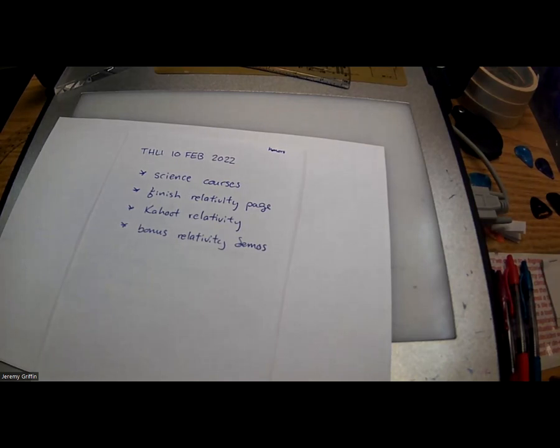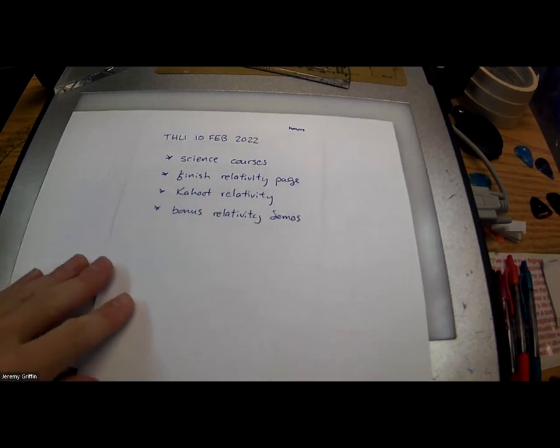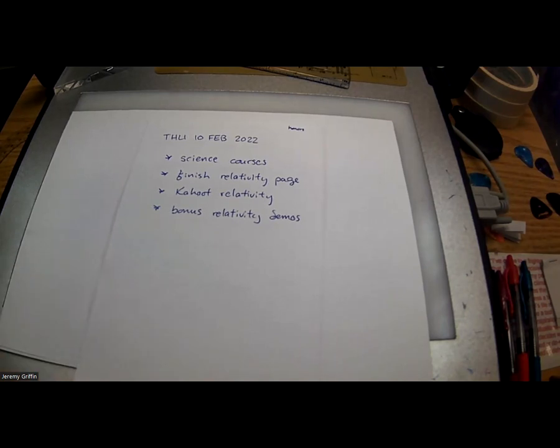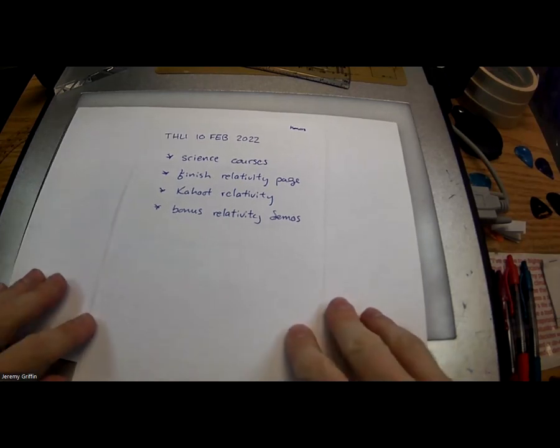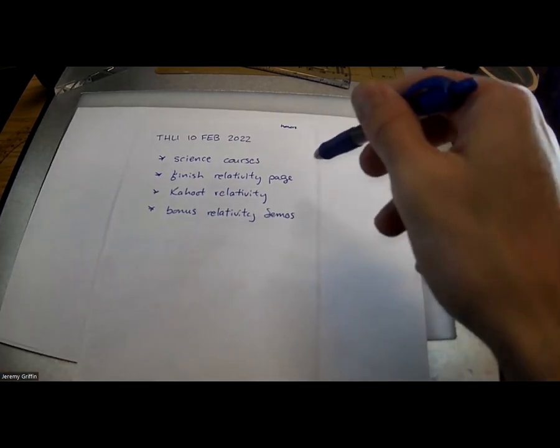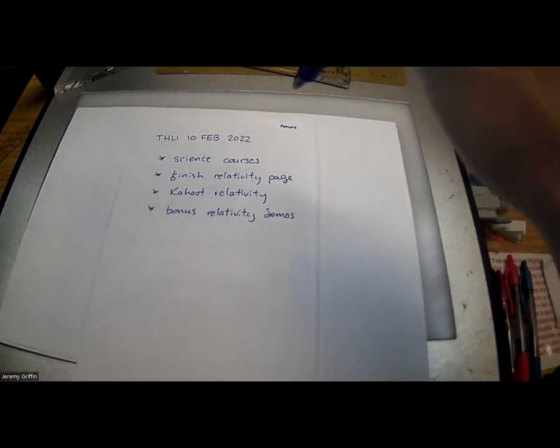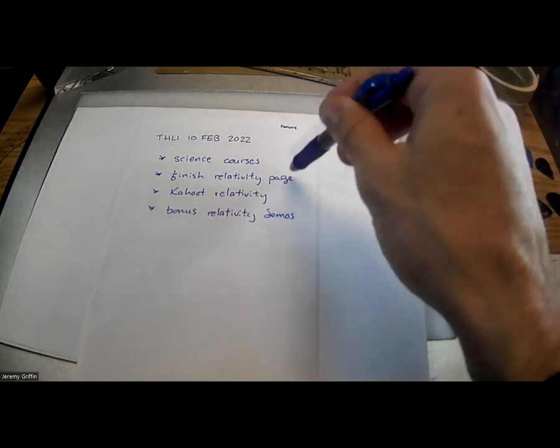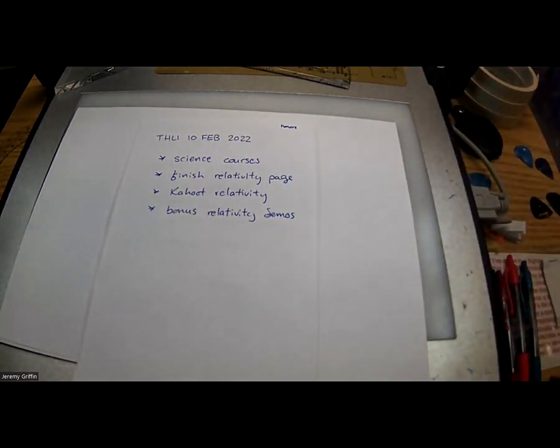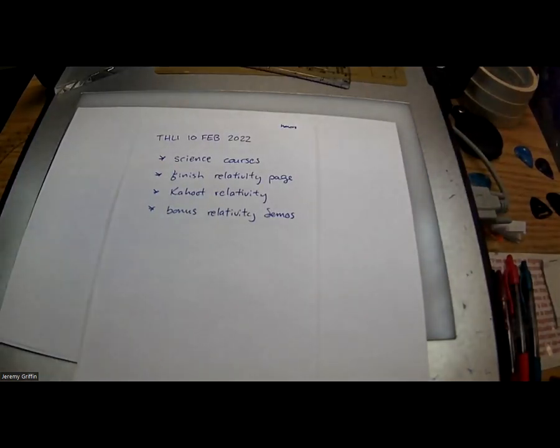And if you do want to sign up for AP, I think I do have to sign off for if you want to do AP. So if you're interested and you want it to be dedicated to something like that, then let me know and yeah, I can sign off for you. All right, so let's get back to, we're doing relativity. We're going to hit this Kahoot, then we'll go back and finish this page, and yeah, we'll see where we are in class.